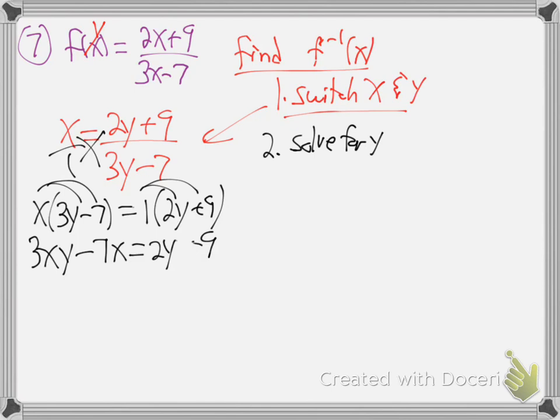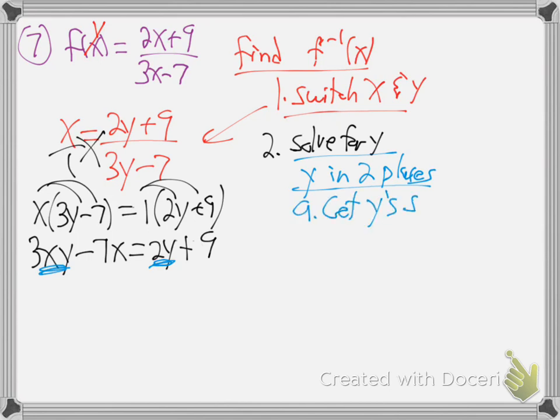And get a little messy here. And now we're trying to, this is where it gets a little tricky. We're trying to solve for y, right? What do you do when y is in two places? That's what we have going on here. Y is here and y is here. Two places. First, get the y's on the same side. Next, factor out y and divide.